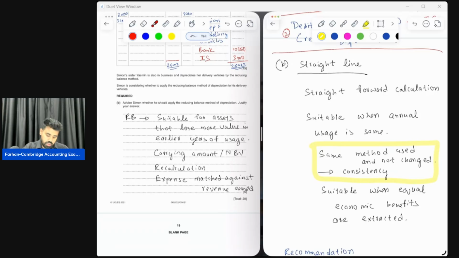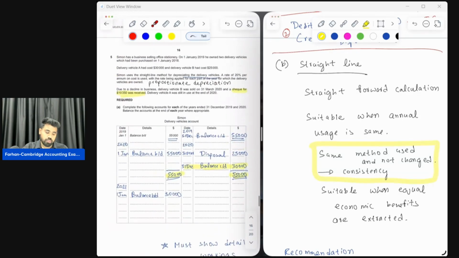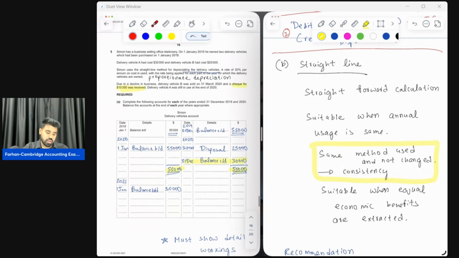All right, so that's all for this question, and that's exactly how you get a 20 out of 20. This question is quite common every year. Maybe some complications here and there are involved, but I believe you guys will be all fine.